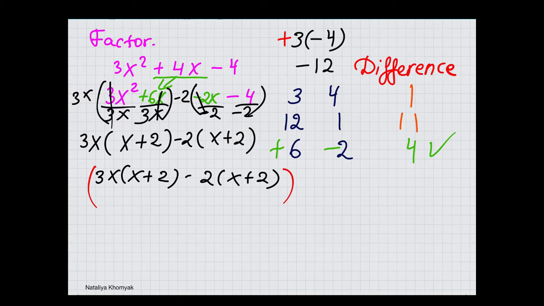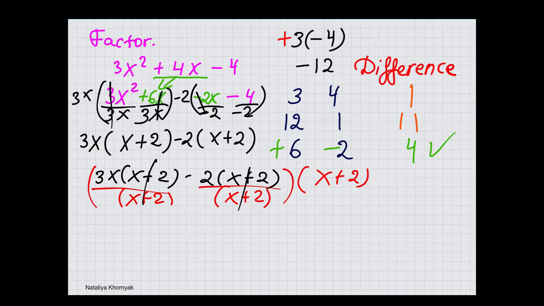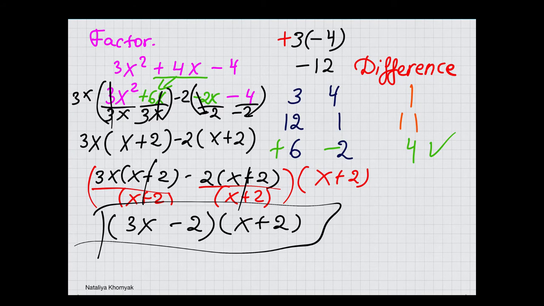Now we can factor out this parentheses. So we get x plus 2, x plus 2. Whatever goes in denominators goes on the outside. x plus 2, this cancels, and we have 3x minus 2 times x plus 2. And this is our solution.